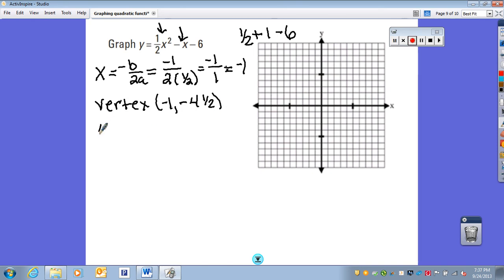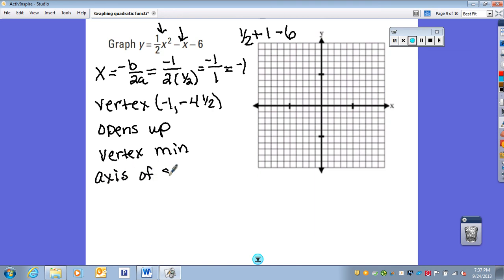Because my leading coefficient is positive, it's going to open up. Since it opens up, that means my vertex is my lowest point, so my vertex is going to be my minimum. And then I need my axis of symmetry.